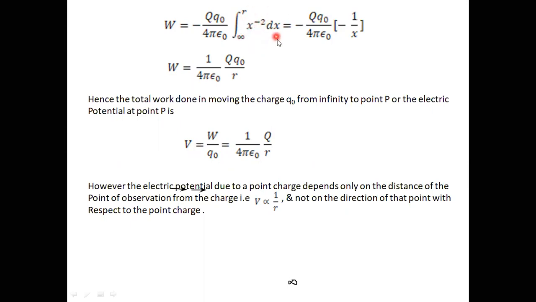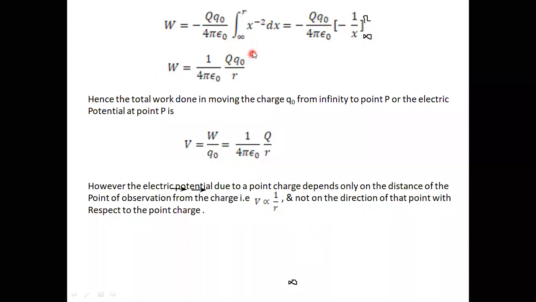So once you do the integration, you receive something like minus 1 by x here. Again, here you will have upper limit r and lower limit infinity. You can make this correction now. Once you replace x by r and then x by infinity, you will receive an expression something like this. This minus sign and this minus sign get cancelled, and you will have a positive quantity there.